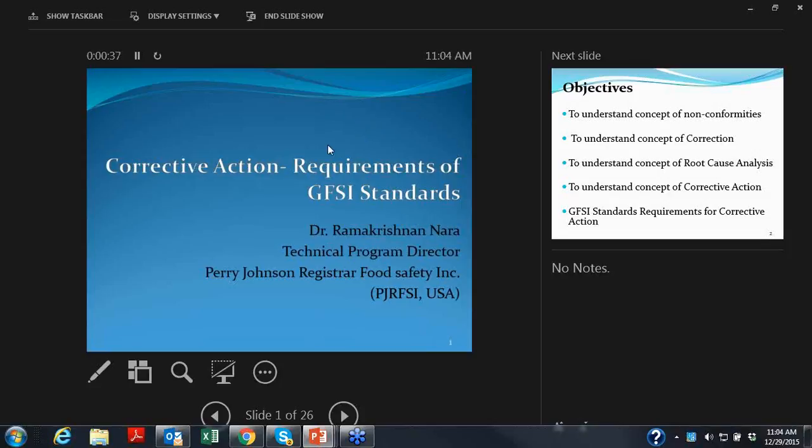require auditors to provide evidence of corrective action for the identified nonconformities, right? Okay.